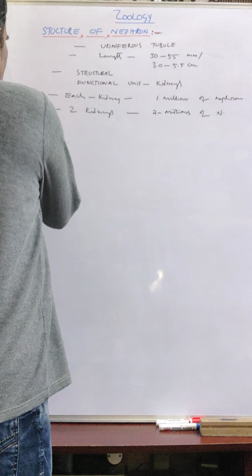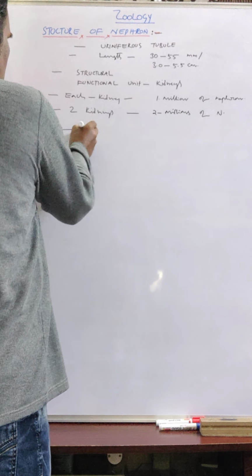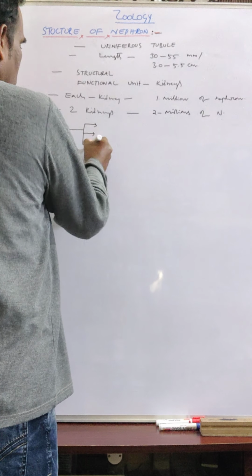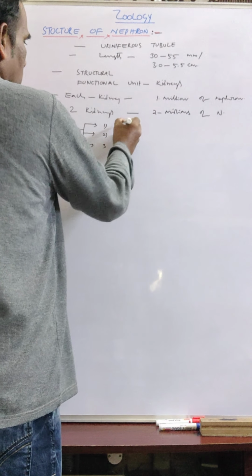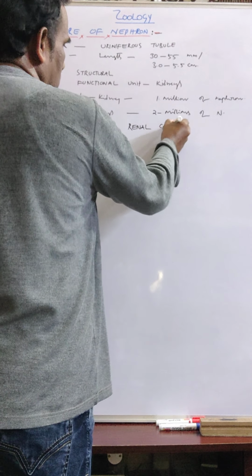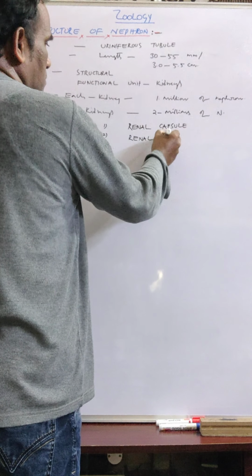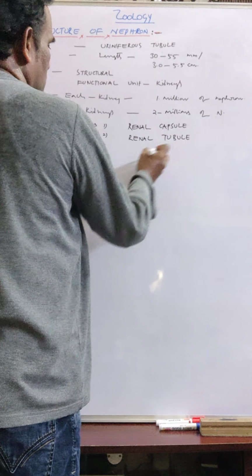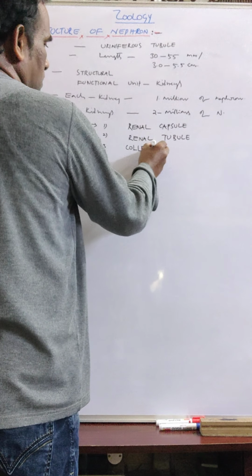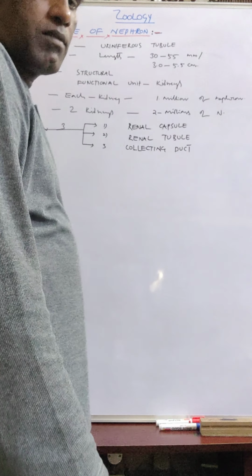The nephron consists of three parts. So, what are the parts of this nephron? Number 1 is called renal capsule, or renal corpuscle, number 2 is renal tubule, and number 3 is collecting ducts. These are the three parts of nephron.